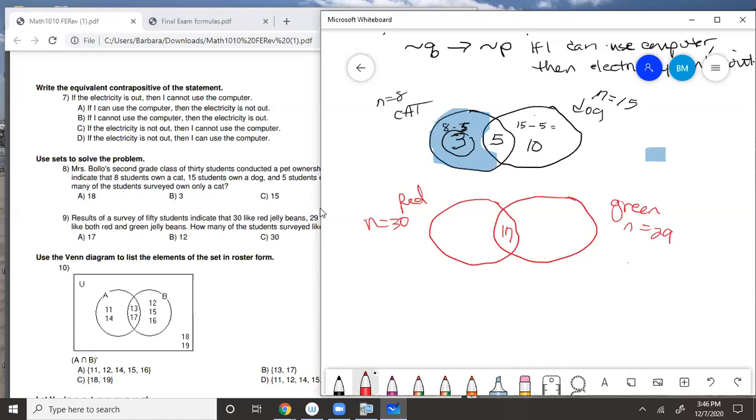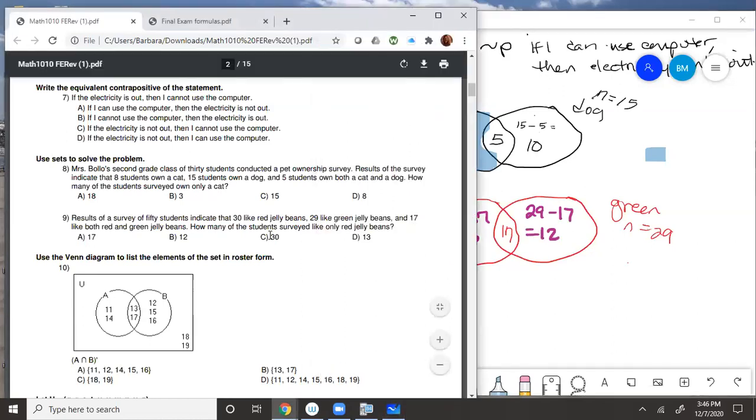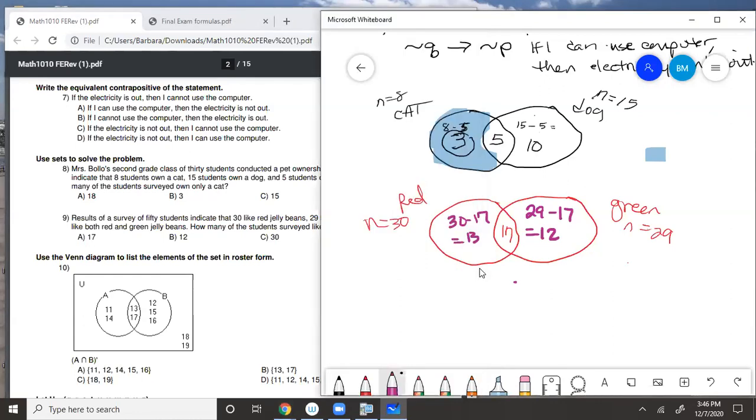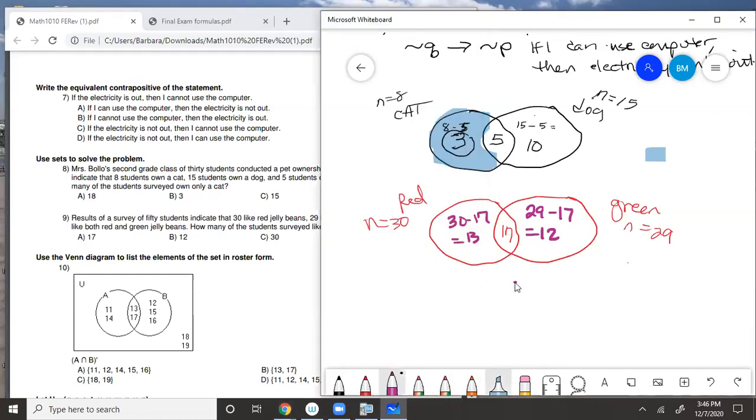So the number that liked red only is 13. Excellent. And the number that liked green only? 12. Wonderful. All right. So the question was, how many students surveyed liked only red beans? It's D. Yeah, very good. 13. So the answer is D.